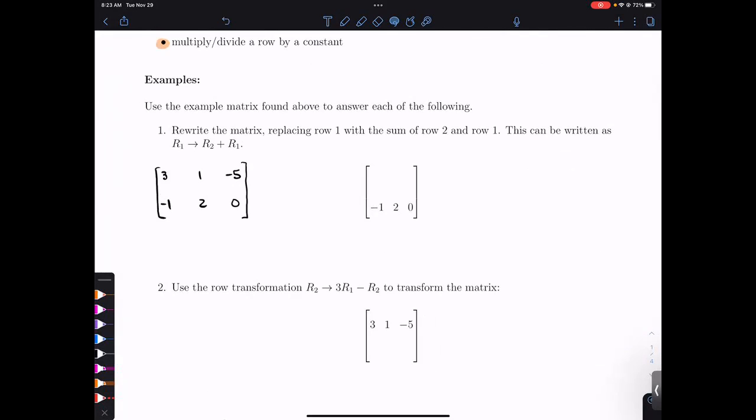So this is our matrix that we're working with: 3, 1, -5 in the first row, -1, 2, 0 in the second row. Each of the individual numbers is called an entry, or an element sometimes. What we want to do is rewrite this matrix. We want to replace row 1 with the sum of row 2 and row 1. So I want to take the two rows and add them together. Within each column, you add the corresponding entries together, just like you would with two equations, right? So think of the columns as the type of thing you want. We're going to add the two rows together, and that's going to be our new row 1.